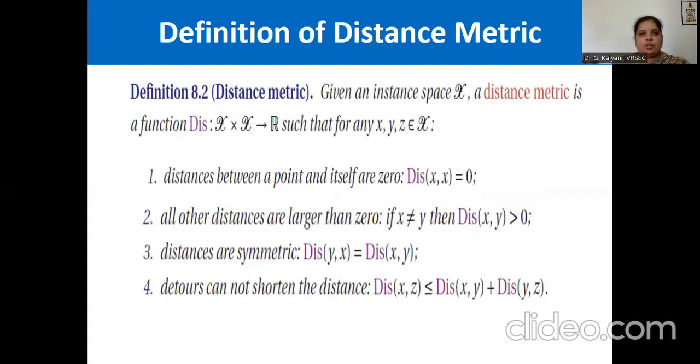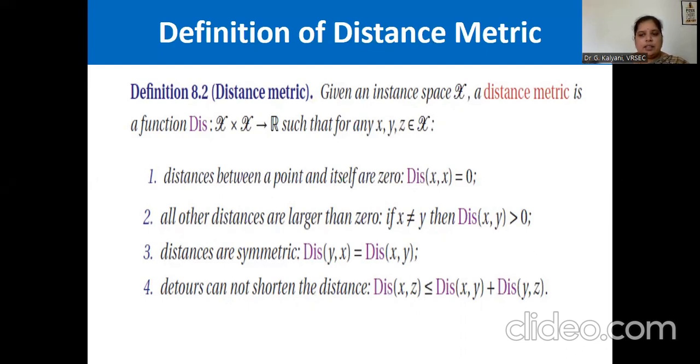So before moving on to the different measures used for evaluating the distances, what is a definition for a distance? If an instance space X is given to us, a distance metric is a function which is evaluated between any two instances of X. That is, it will be represented as a function which is evaluating between an instance of X with another instance of X, and the evaluated value is a distance which is a real value. And the distance, whatever we are evaluating, should satisfy four properties.